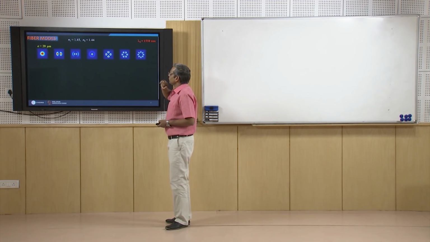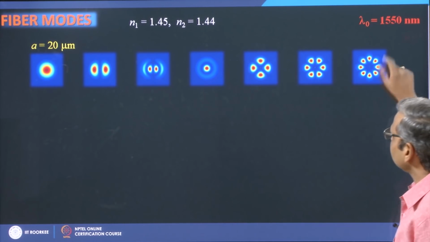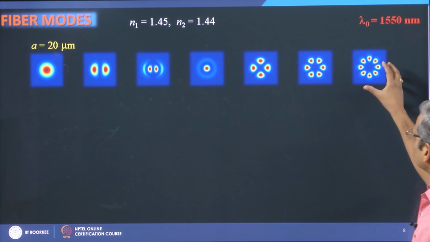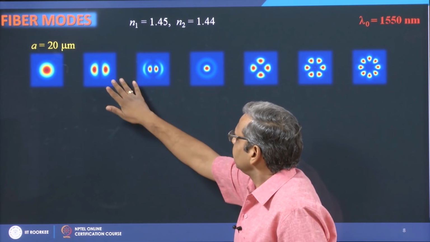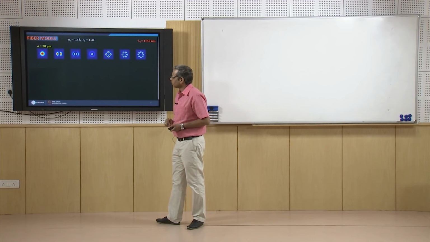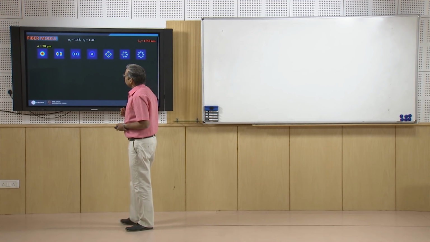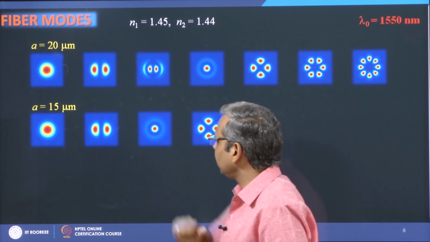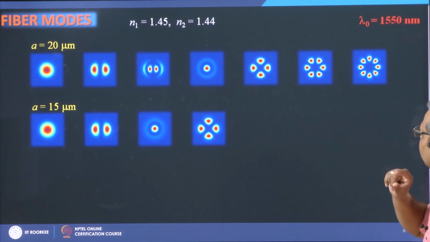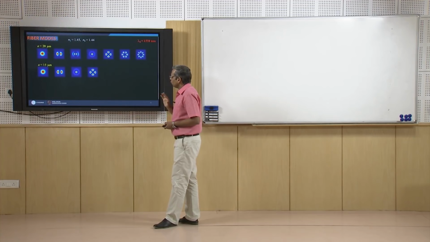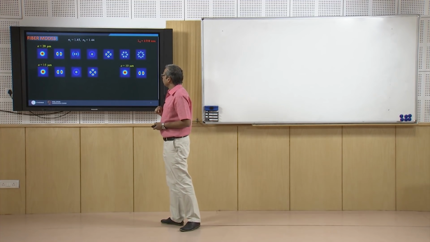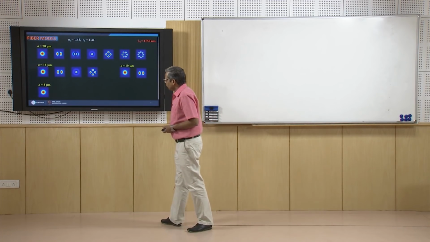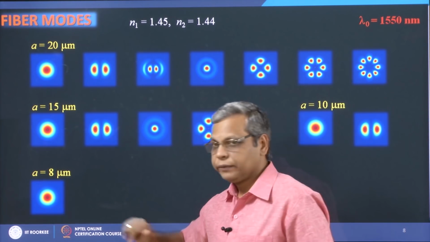But let me just give you that for this fiber at this wavelength, these are the possible intensity patterns and some of their orientations. So these have different orientations also. When I now bring down the core radius from 20 to 15, I see that in such a fiber these two patterns are missing, they are not supported. If I further bring down the core radius, then only these two patterns are supported. Even further bringing down the radius gives me only one pattern which is possible.